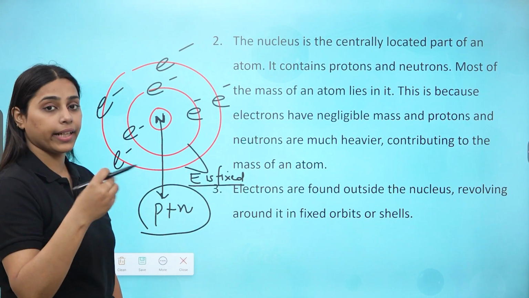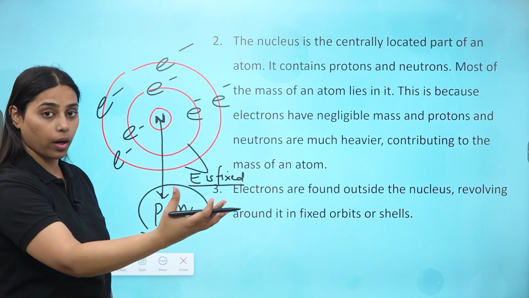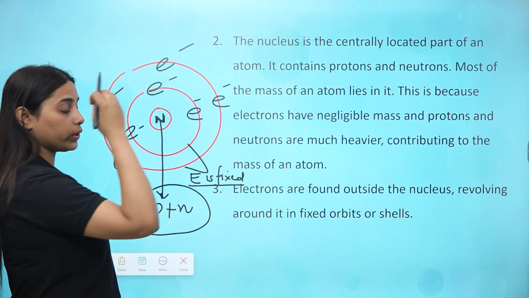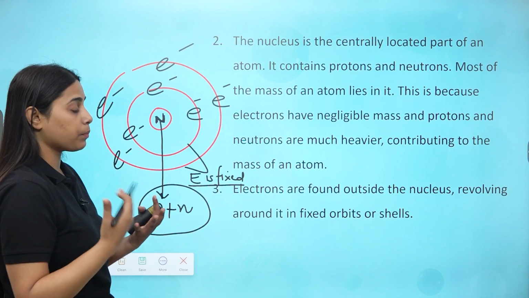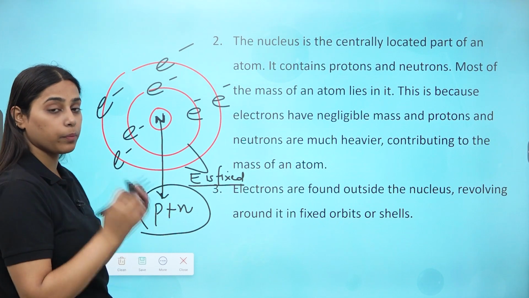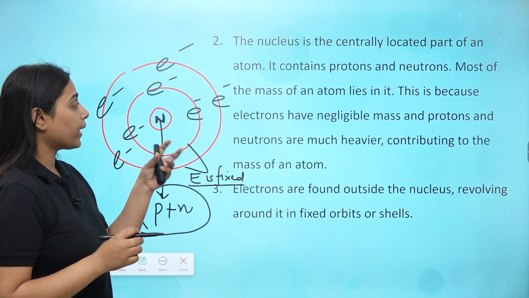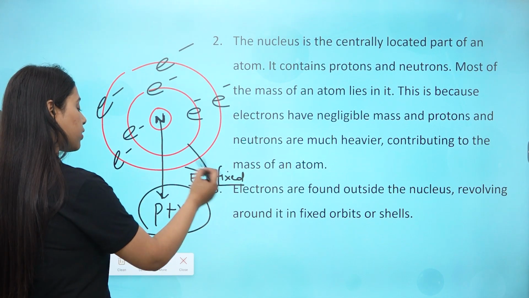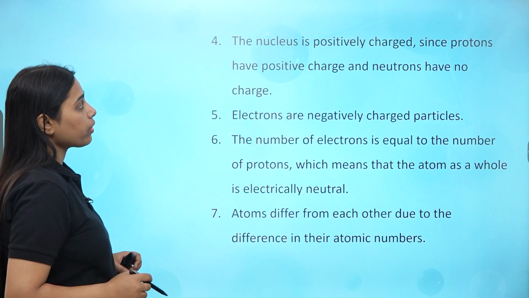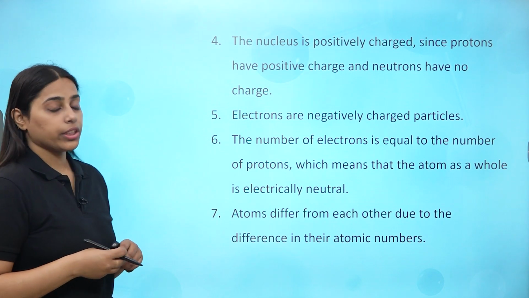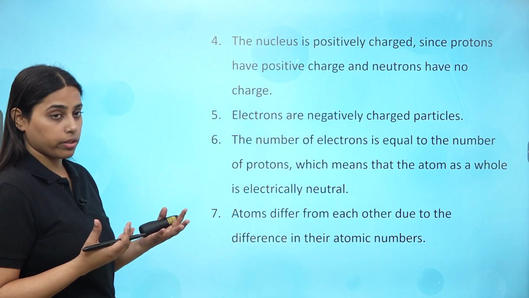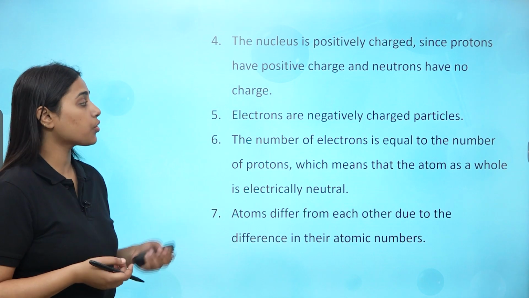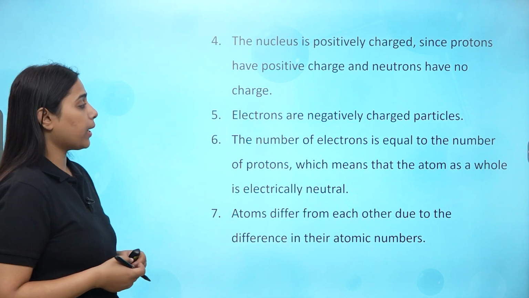They do not radiate their energy outside their orbit, otherwise they will fall into the nucleus after some time, but that doesn't happen. Stability is maintained, so the atom doesn't collapse. Its structure is maintained because of this fixed orbit. Further, the nucleus is positively charged because only protons have positive charge, neutrons have no charge. Electrons are negatively charged particles.